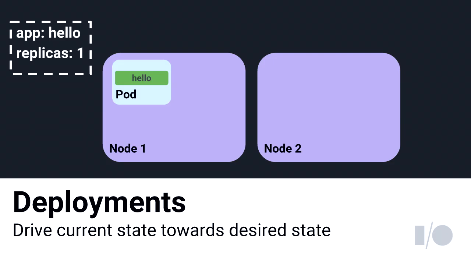Now, to this point, I haven't really talked about machines. Does anyone notice that? So the reason why is Kubernetes abstracts away the machine so we can focus on our application.